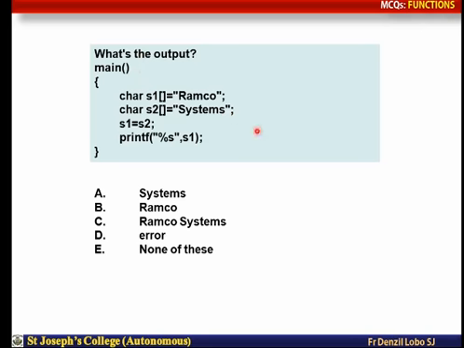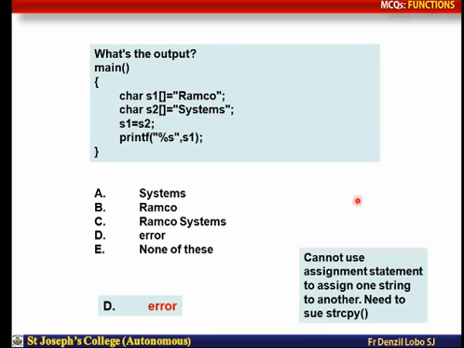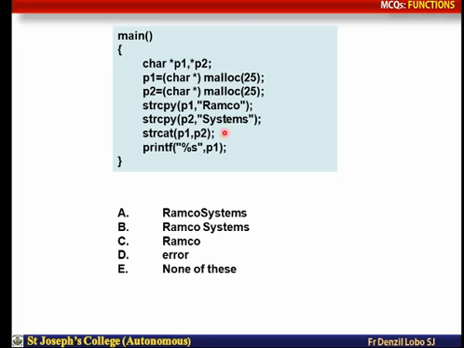Come to this. What is the output of this? Ramco systems. You are copying S to S1. It is going to be an error. Why? Because you cannot assign one string to the other. You have to use strcpy. So this is going to be an error. You need to use strcpy.